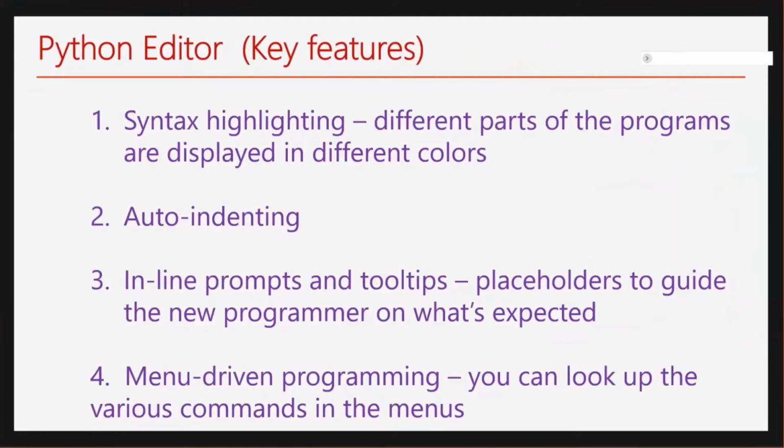The other thing is when I'm writing code and using operators, it will be in red. When I'm doing a string, it would be in green. So syntax highlighting, different parts of the program are displayed in different colors. And auto indenting happens in Python. And there are inline prompts. So if I want to include a shape, it will ask me where I want to input the shape, whether I want the lines dotted or solid, and the color. So it's basically going to ask you all those questions. There will be prompts for you, and you can't go wrong. And of course, it's menu driven. If you just go through the built-ins or the commands, you'll have no problems writing your code.